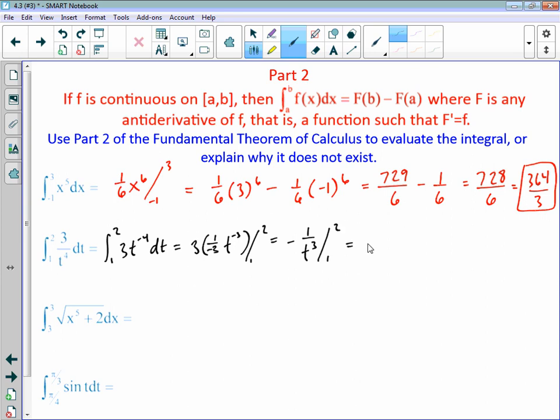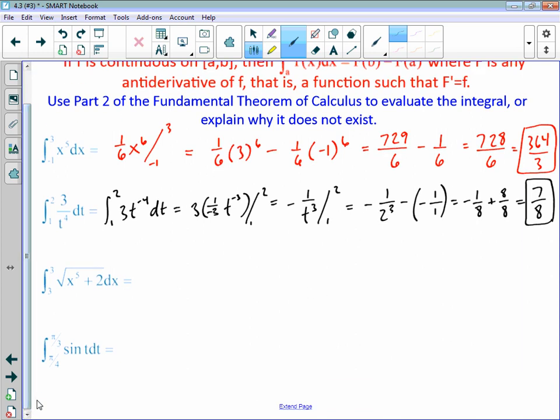So plug in the 2. So we got -1 over 2 cubed. I'm just going to keep it simple to start. And then you subtract. Oh, that was your 3 minutes. Then we're subtracting, and you plug in your 1. So -1 over 1 cubed. Okay, so this turns into -1/8 plus 1, which is 8/8. So you get 7/8. Just at the end of it, yep.